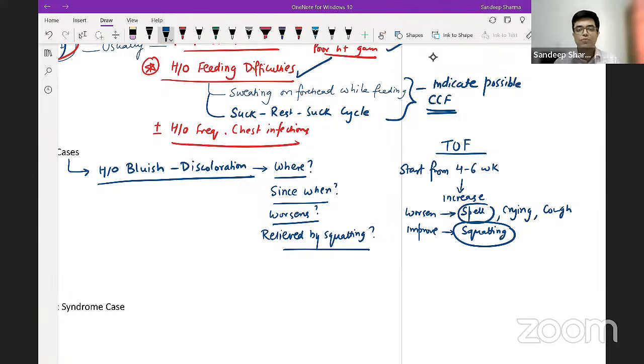Squatting position is putting the child in knee chest position, a common maneuver. During exercise also, you can make the child sit. For those wondering what squatting position is, the early morning position you take, Indian style, that is squatting position, right? It will improve because in the squatting position, the right to left shunt tends to fall, right? So these are the things that are relevant to tetralogy of Fallot. That is why you will be taking these histories.